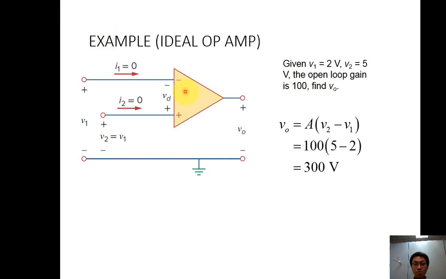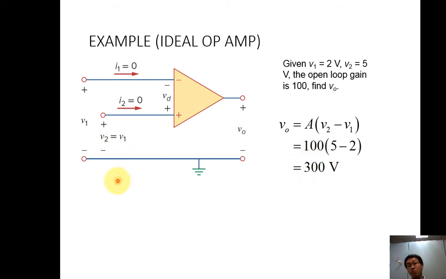So let's go through an easy example. Given V1 is 2 volts, V2 is 5 volts, and the open loop gain is 100, for example. Then find V out. So V out equals A times (V2 minus V1). My A will be 100, times (5 minus 2). So I substitute V2 is 5, V1 is 2. Then I have 300 volts.